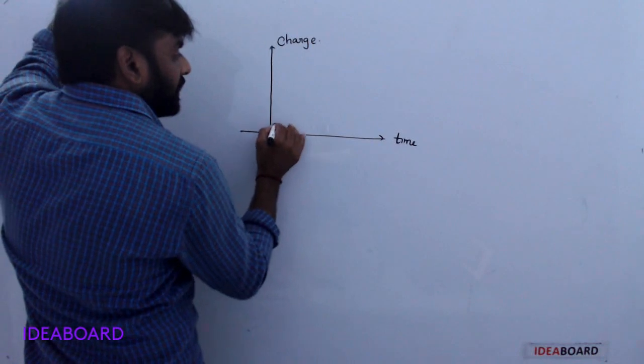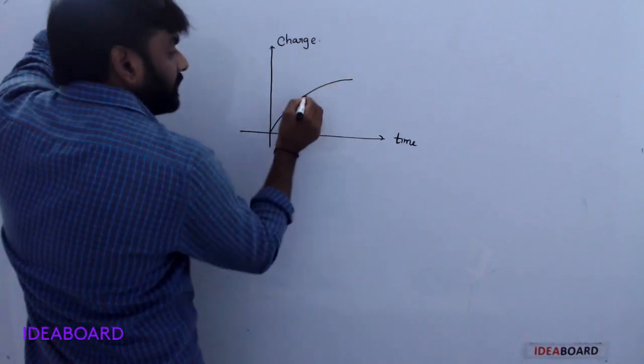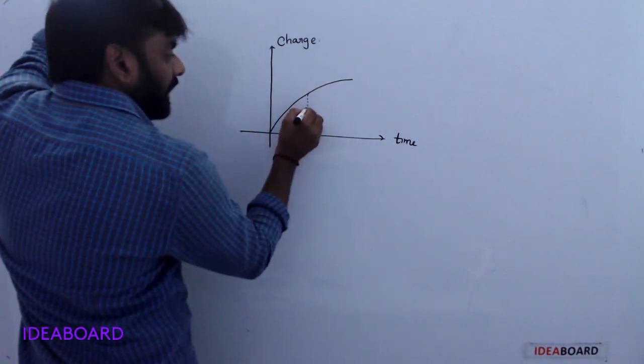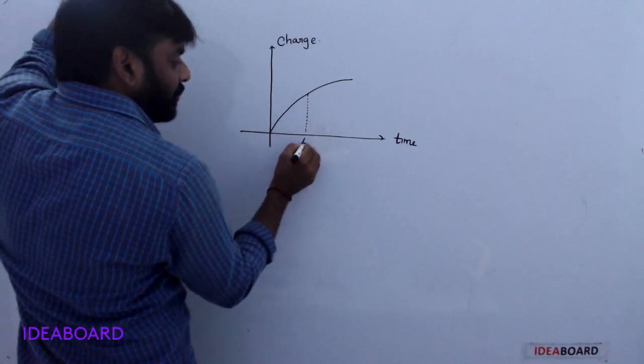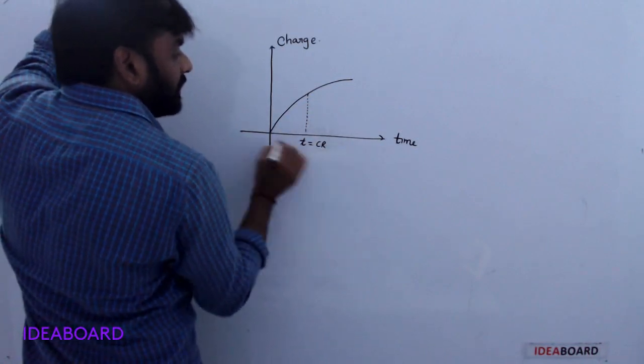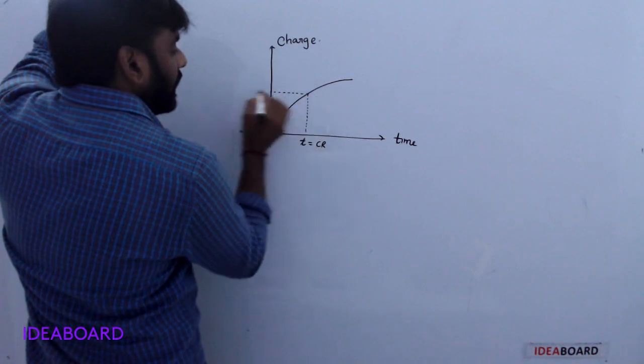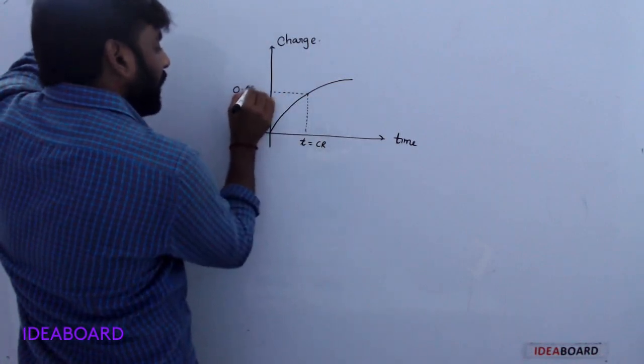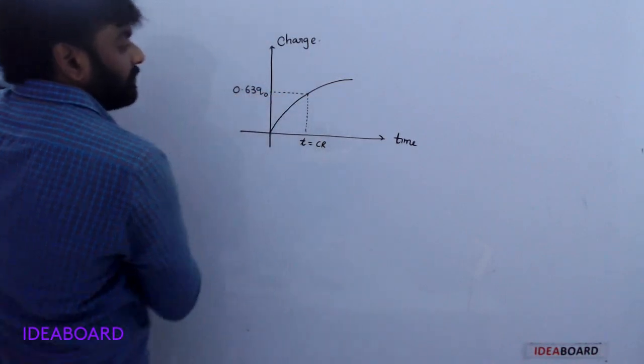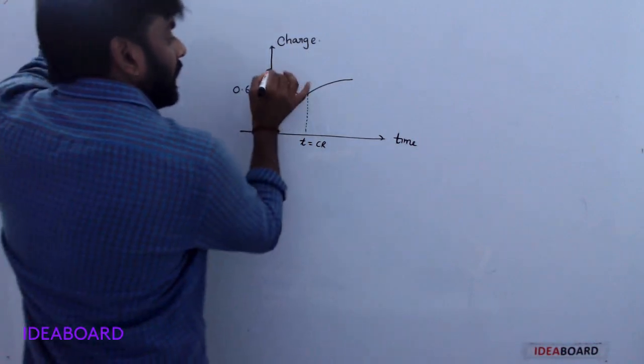The graph is exponential, so that's why this one. At a time t equal to CR, it reached the maximum current 0.63 Q naught.